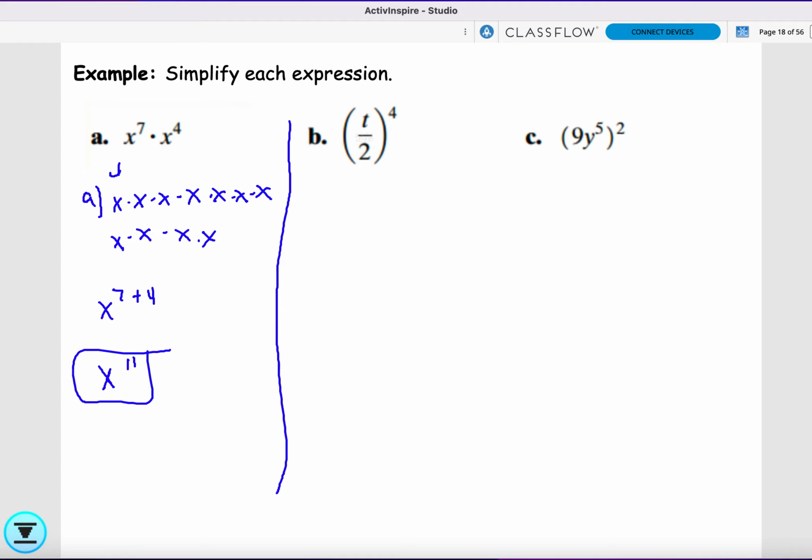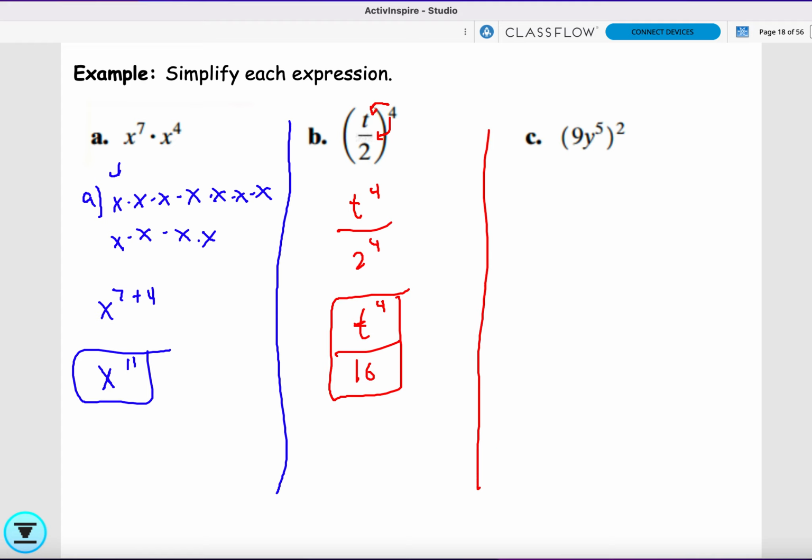So B, we have a fraction to an exponent power. So the 4 can go to the t and to the 2. So then we get t to the 4th over 2 to the 4th, which is just t to the 4th over 16. And we're done.